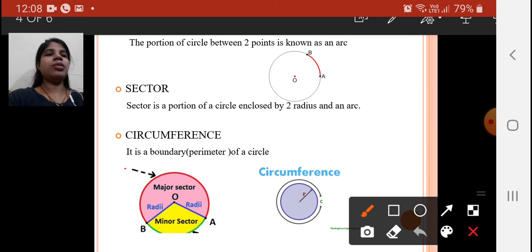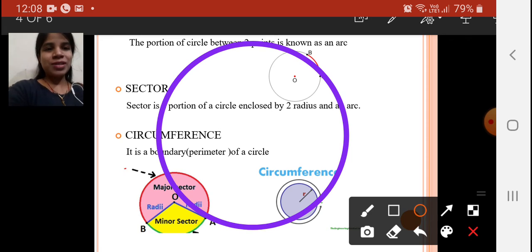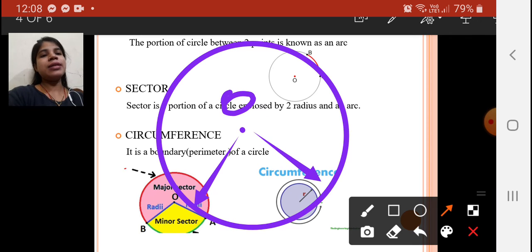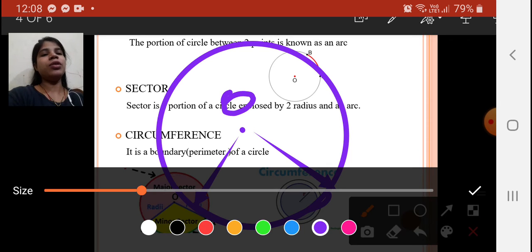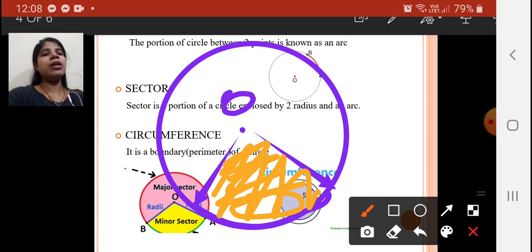What is a sector? Sector in a circle, we are basically talking about the circle. So we have a circle. Here we have a center O. And then we have a radius, a second radius, and an arc. The portion that is covered between two radii and an arc is known as the sector.